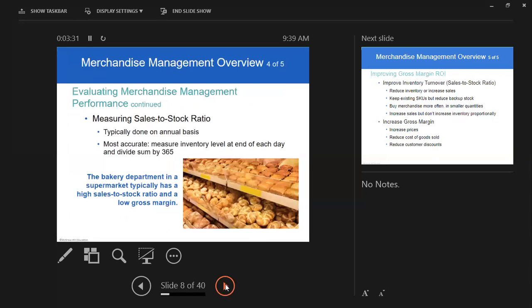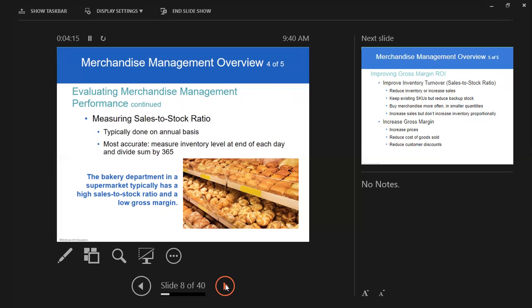All right. And then we can look at another one, measuring sales to stock ratio. Here in this case, we can look at some of the products that require very frequent replenishment. For example, maybe the bakery department in the supermarket. Basically they have a high sales to stock ratio and low gross margin, because you know the bread demand is such that every time you put it on the shelf, just in a while you can see that you need to replenish again.